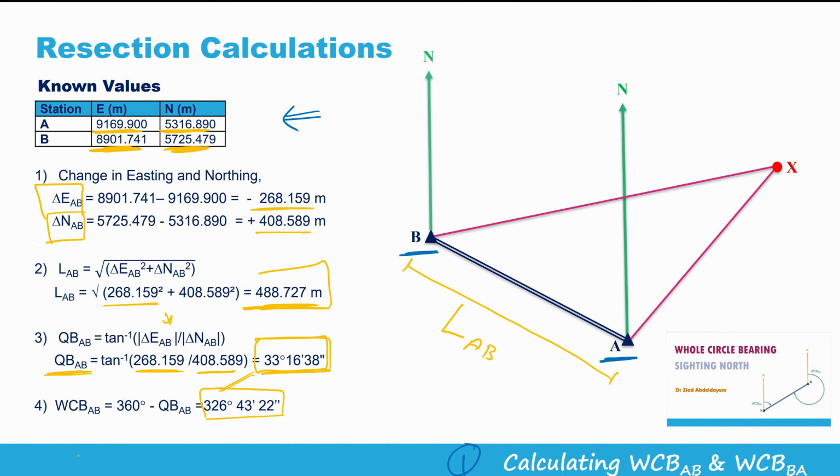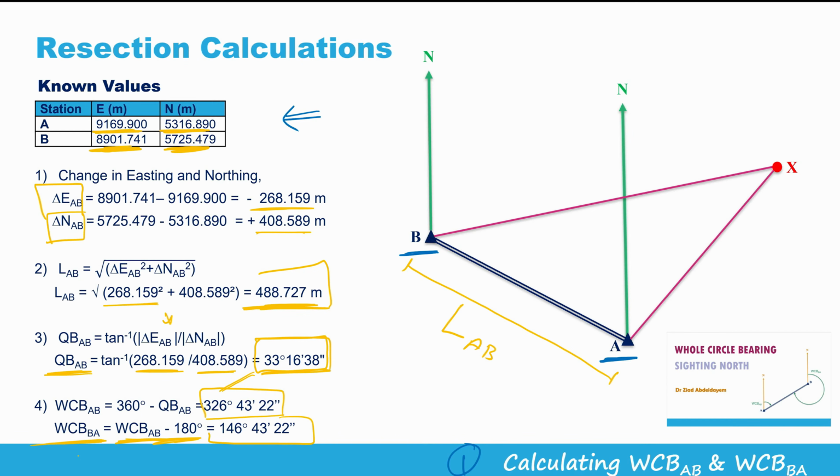And then we are going to calculate the whole circle bearing of BA, which is called the back whole circle bearing, which is the whole circle bearing of AB minus 180 degrees. In this case, it would be 146 degrees, 43 minutes and 22 seconds. Okay, so this is the first stage, which is calculating the whole circle bearing of AB and the whole circle bearing of BA.